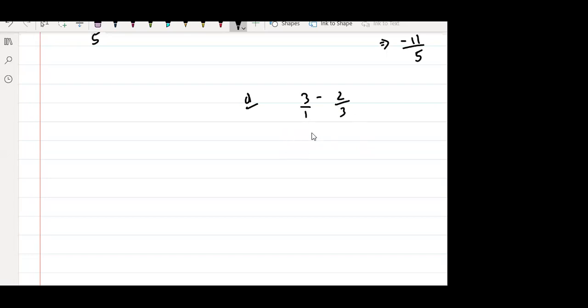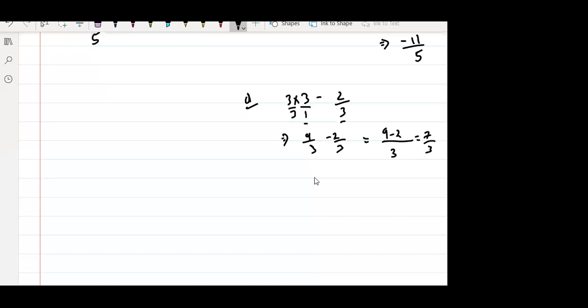LCM is 1, right? I have to convert this into one. The denominator is one, and LCM is this. We make the denominator the same, right? That's what we do. So I have to multiply and divide by three, right? Yes, very good. So it will become 9/3 minus 2/3. Clear? Then since the denominators are the same, I can write it like this: 9 minus 2, which is 7/3.